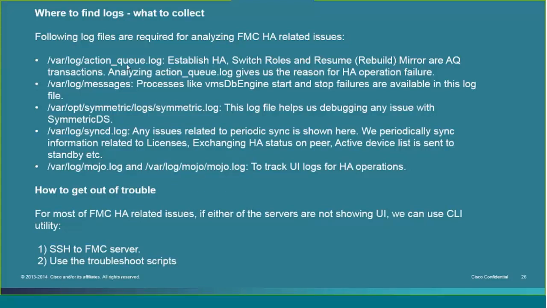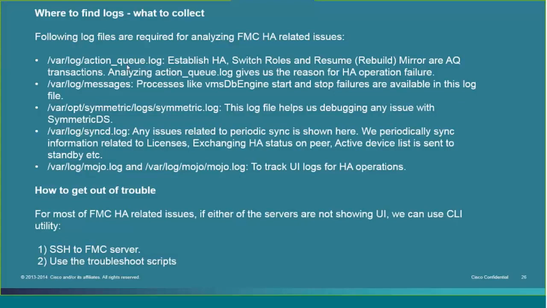The synchronization daemon is responsible for transferring files across the SF tunnel. It could be licenses, or it could be any HA related hello packets which are missing. These can be seen in the syncd logs, which are again under var log. And then there is mojo.log. This is related to any UI issue that I'm seeing on the FMC, so I would take a look at mojo.log.